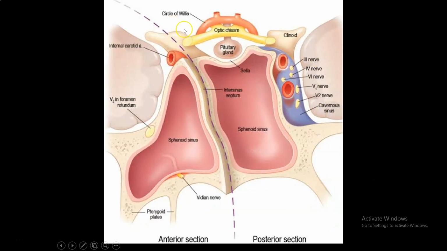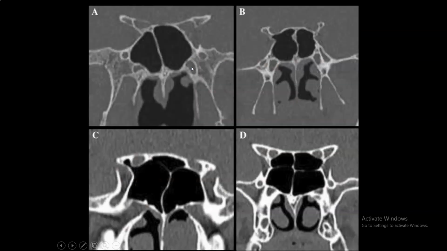This is another coronal section. You find here the cavernous sinus, you find here the right and left sphenoid sinuses, but you find that there is a single septum not pointing to the midline but pointing to the cavernous sinus, pointing to the carotid, and it is a common finding.